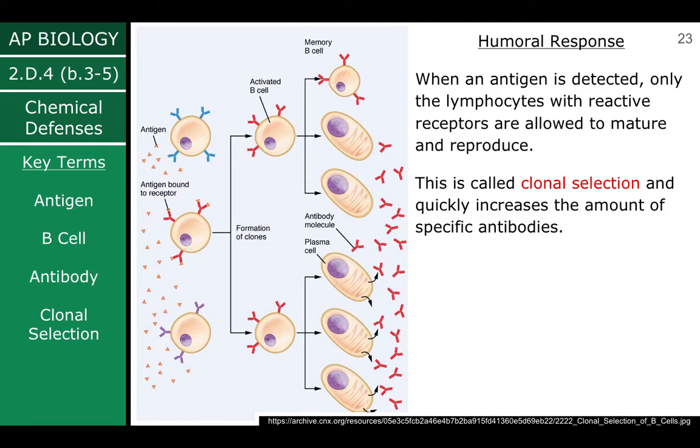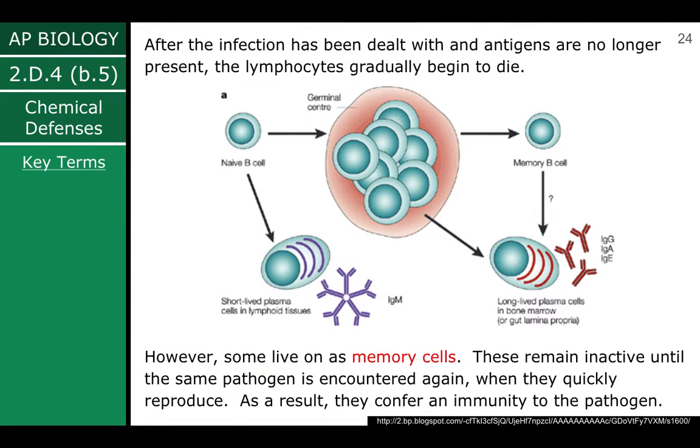When an antigen is detected, only lymphocytes with reactive receptors are allowed to mature and produce. This is called clonal selection and quickly increases the amount of specific antibodies. After the infection has been dealt with and the antigens are no longer present, the lymphocytes will gradually begin to die. However, some live on as memory cells. These remain inactive until the same pathogen is encountered again. When they quickly reproduce, as a result, they confer immunity to the pathogen.